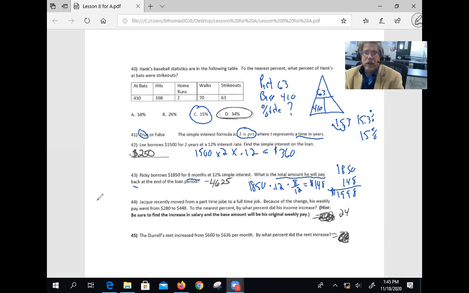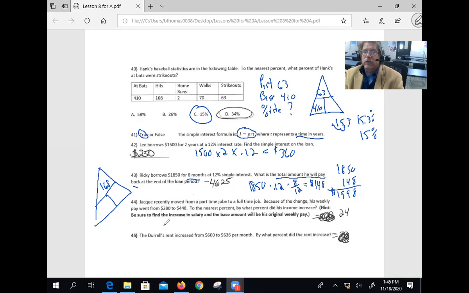So I'm going to come over to the side and draw my little triangle. We don't know the percent. The increase is going to be the part that the salary went up. And to find the increase, well, it went from 280 to 448. So if I take the difference between that, that would give me the increase. So 448, take away the 280, gives me this 168. That's going to be the increase, the part that it went up.